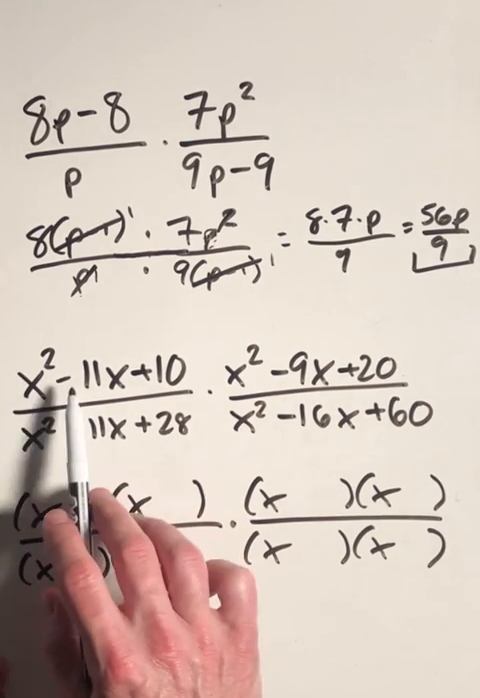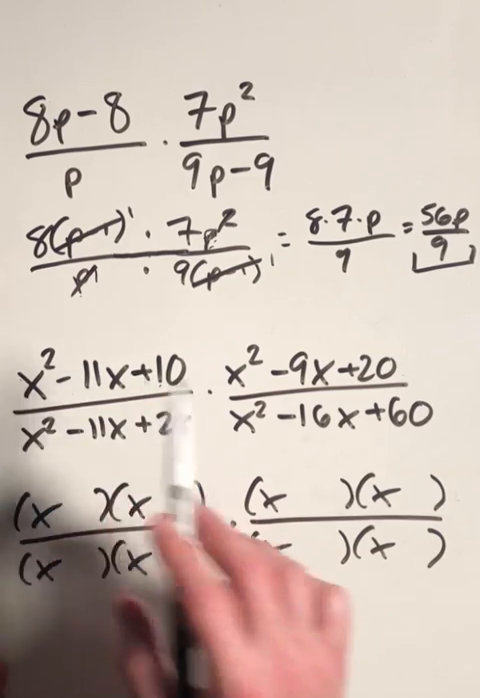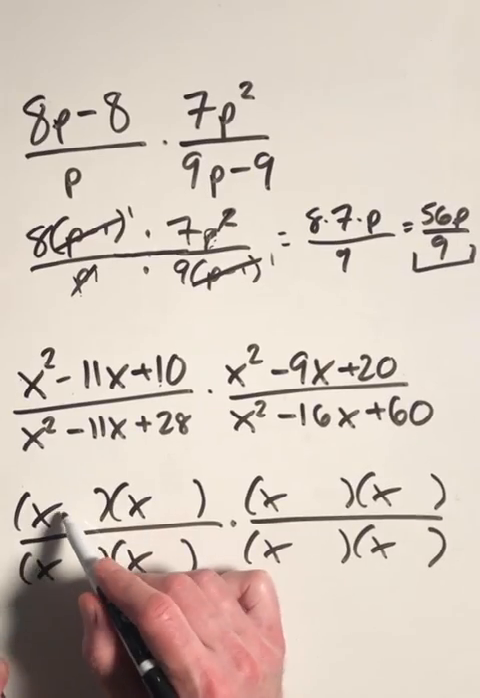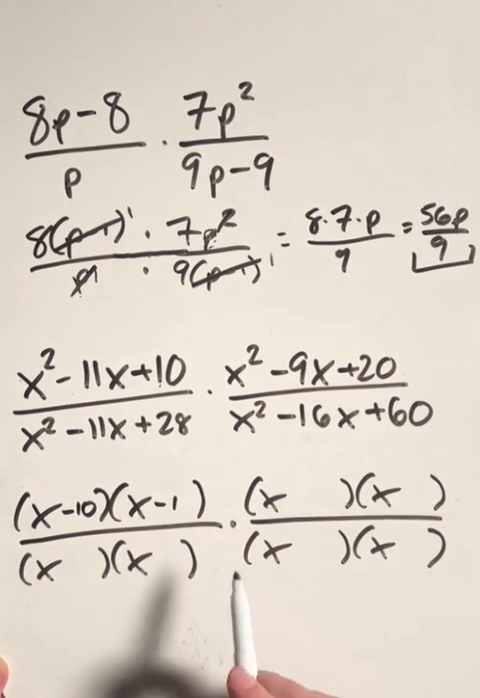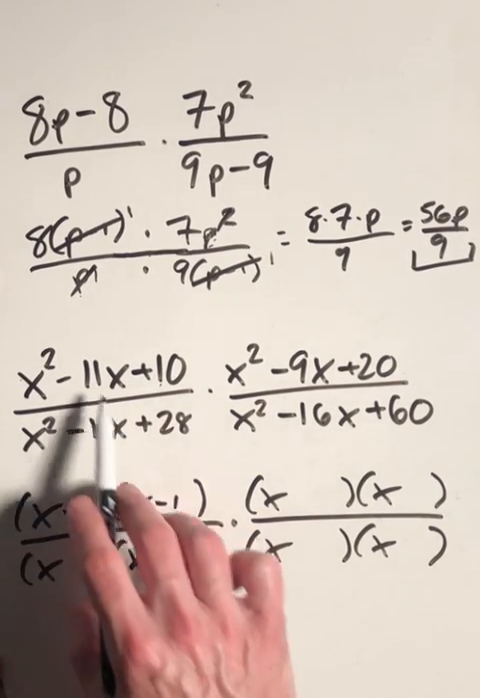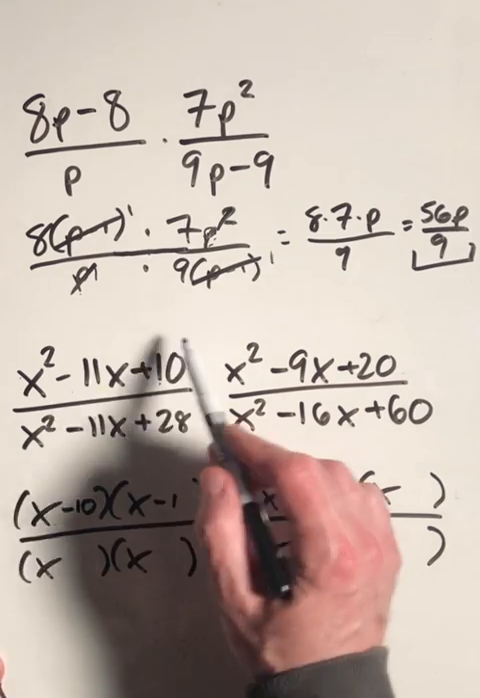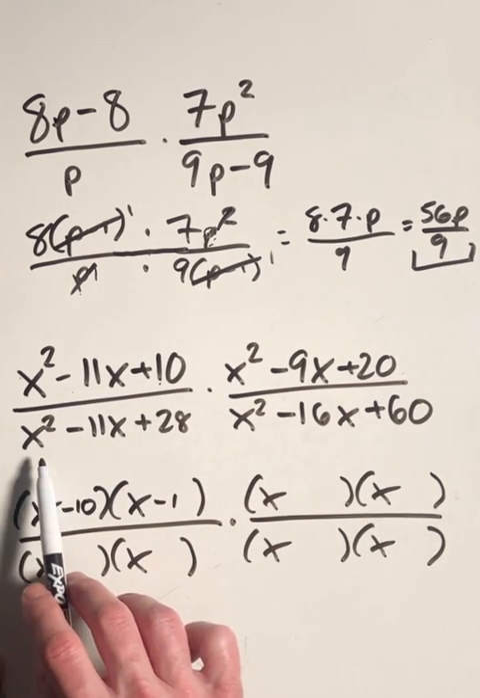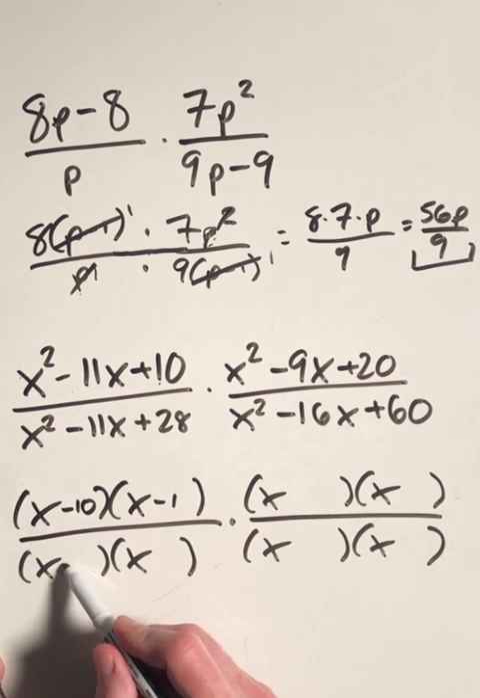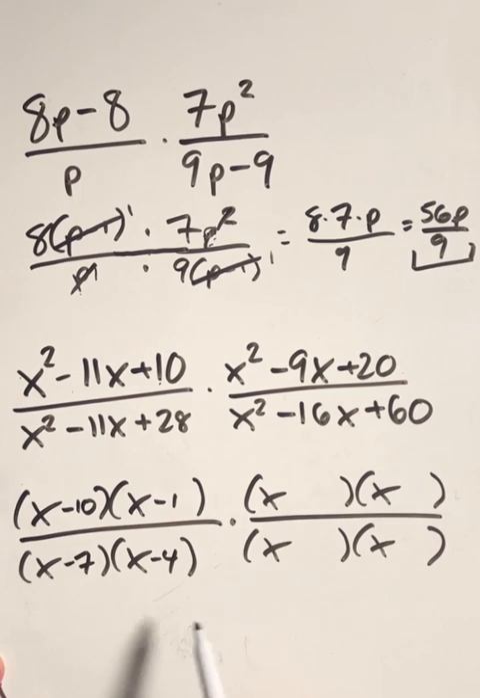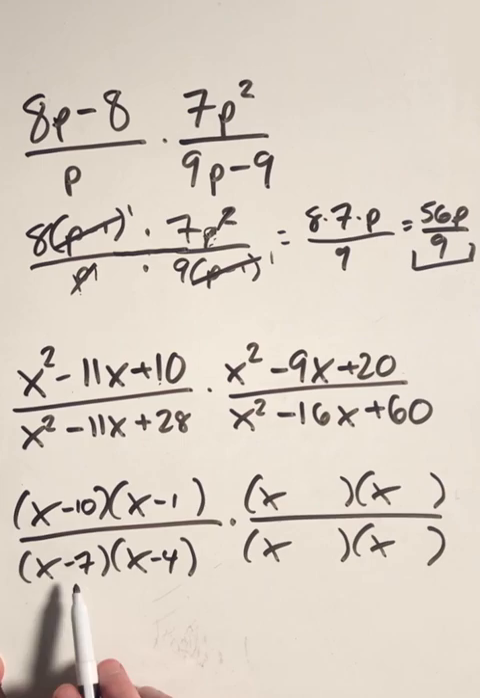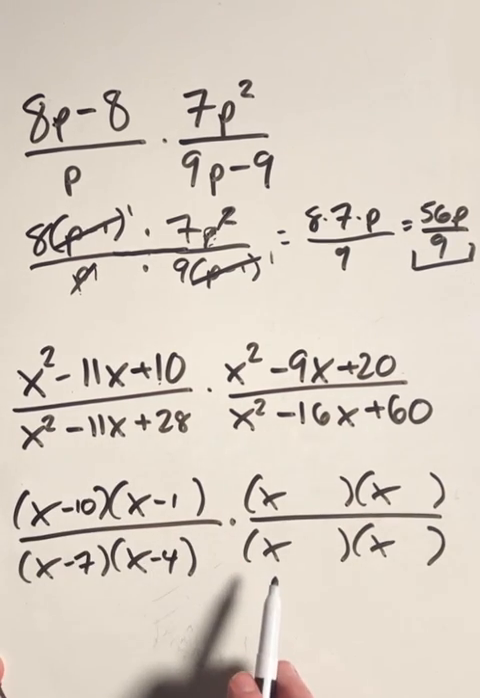So now we're looking for two numbers that multiply to 1 times 10 and add to negative 11. So multiply to positive 10 and add to negative 11. Well, that's going to be negative 10 and negative 1, because negative 10 times negative 1 is positive 10, and negative 10 plus negative 1 is negative 11. So we factored this piece. Now we'll factor the one below it. Two numbers that multiply to 1 times 28 and add to negative 11. So that's going to be negative 7 and negative 4, because negative 7 times negative 4 is positive 28, and negative 7 plus negative 4 is negative 11.